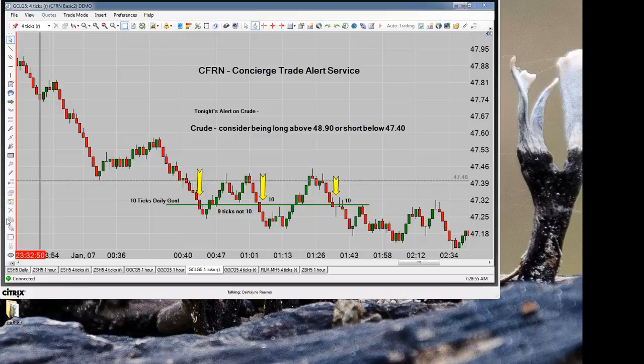What were the ES alert values? The ES was, let's see, ES consider being long above 2007, short below 1991. 2007, 1991.